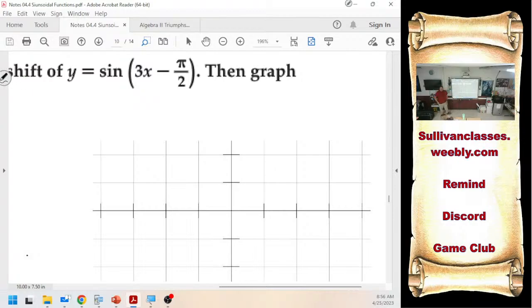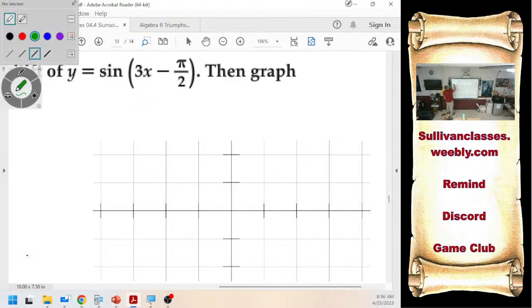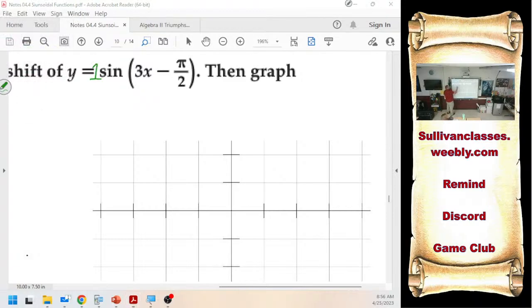Here we go. Step 1. I see a 1 in front of it, so I will state that the amplitude is 1.